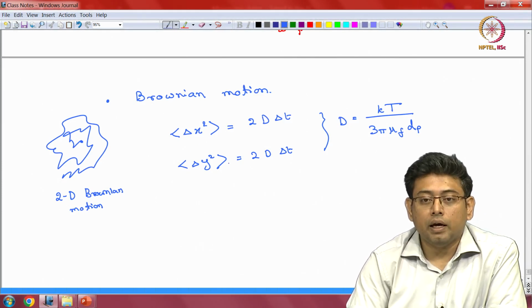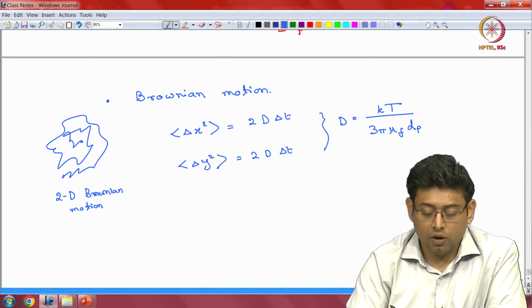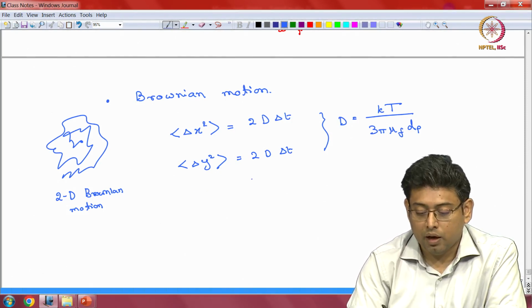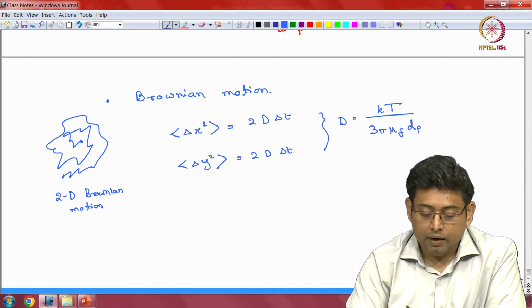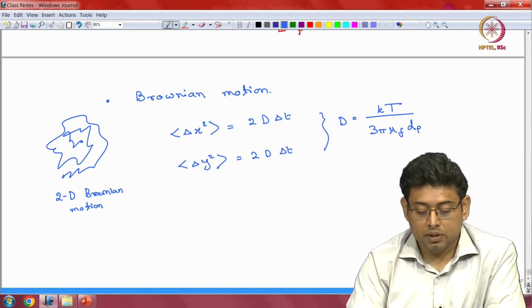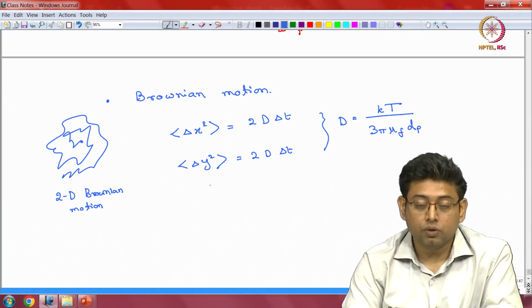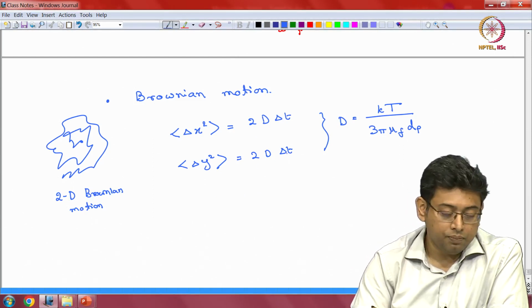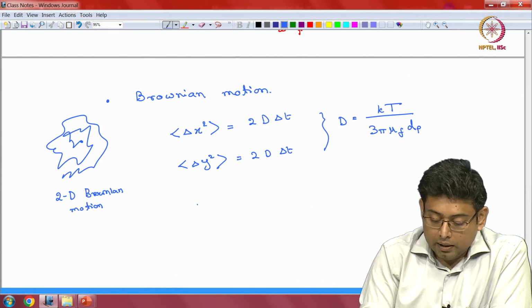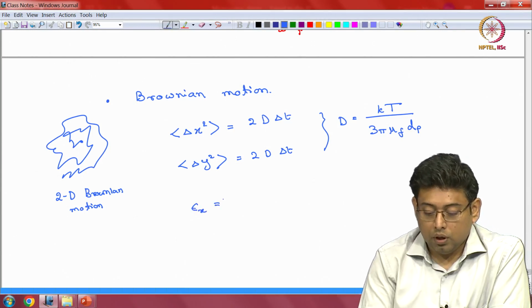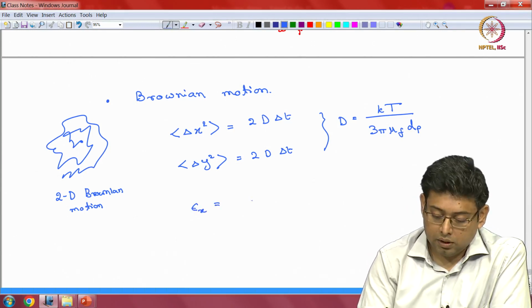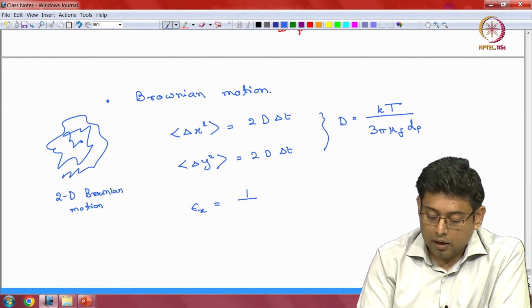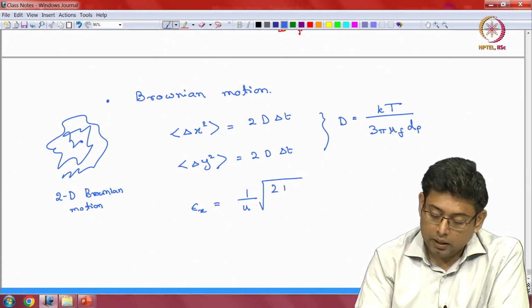If you were to extend this to the third dimension, all you have to do is write delta z square equal to 2D delta t, and if you had to add the mean squares of x square, y square and z square, then this would become 6D times delta t. So, the error in the x direction due to this Brownian motion can now be estimated by this simple equation right here.